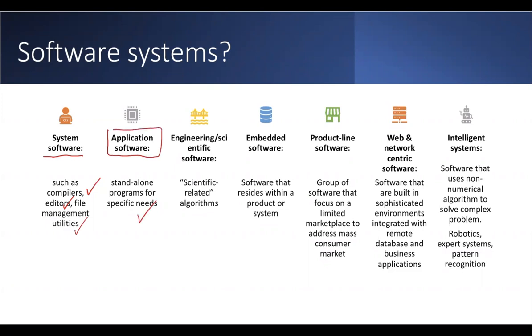When we are designing and implementing scientific algorithms related to either engineering or science, we are referring to engineering and scientific software. If we are building software that will actually reside within a product or even an entire system, we are talking about embedded software. The group of software that focuses on a limited marketplace in order to address a massive consumer market, we call product line software.